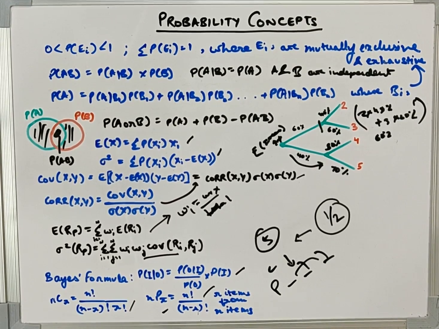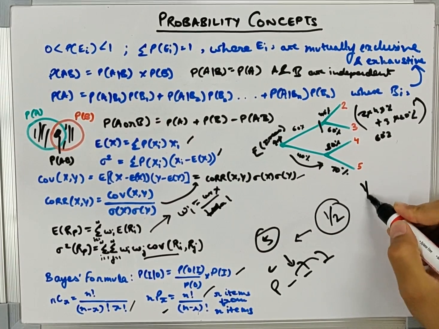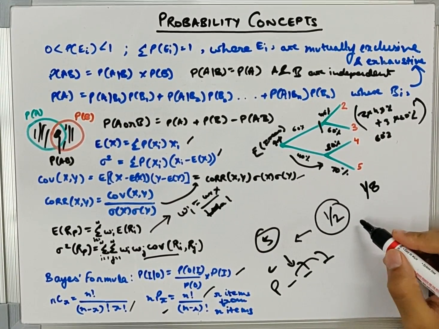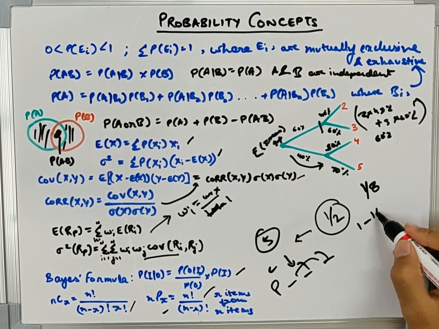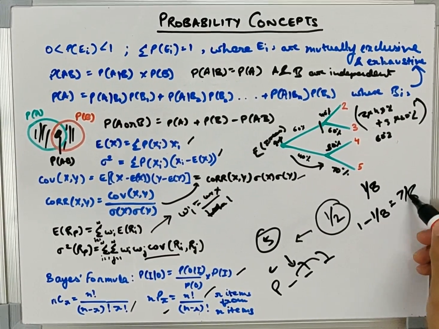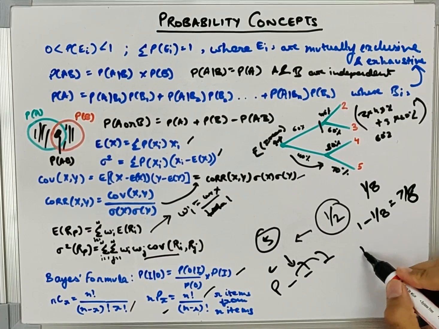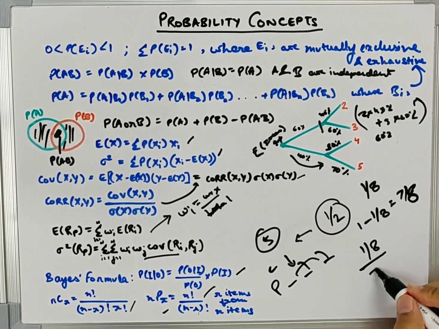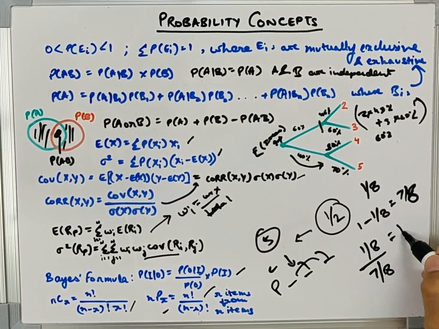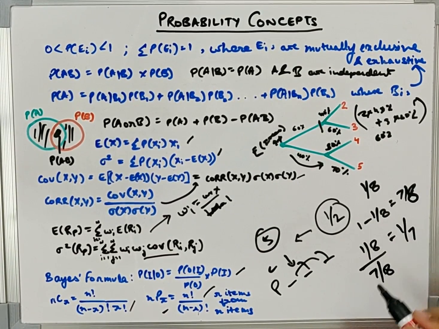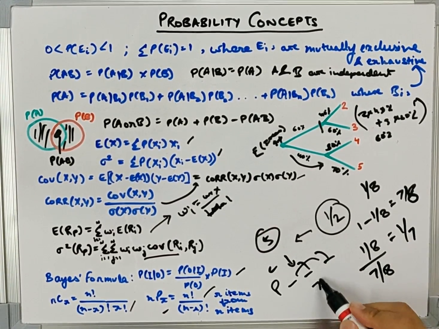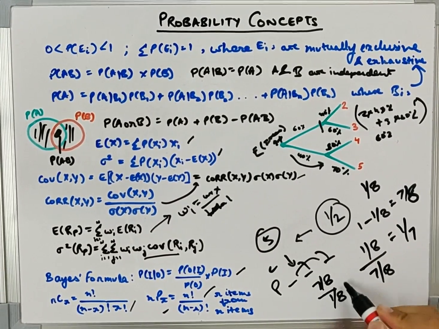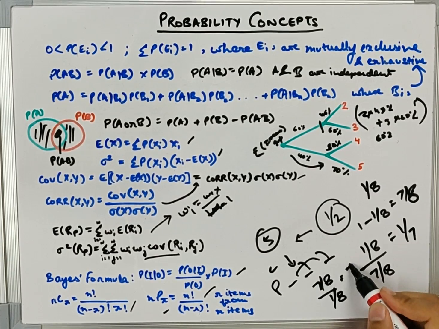Another related concept is odds. So given that the probability of an event happening is 1 by 8, then the probability of that event not happening is 7 by 8. The odds in favor of the event happening will be 1 by 8 upon 7 by 8, that is event happening and event not happening. Odds against will be 7 by 8 upon 1 by 8, that is 7.